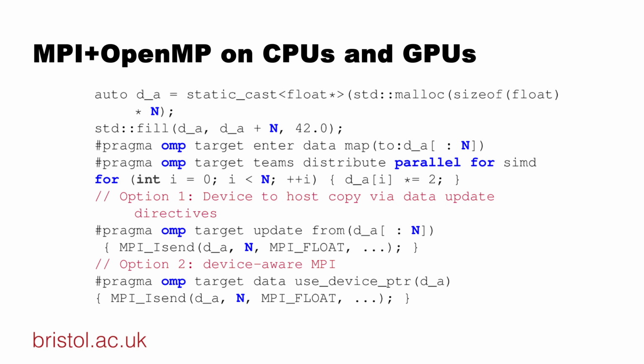We have two options to realize MPI plus OpenMP. First, we can simply copy the data from the device back to the host. Alternatively, to enable device-aware MPI, we can access the mapped memory's internal device pointer using the use_device_ptr directive, introduced in OpenMP 4.5.